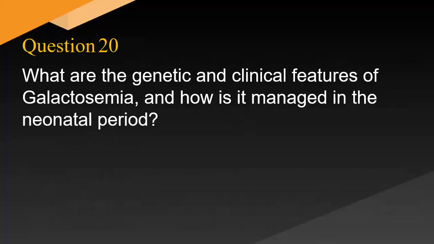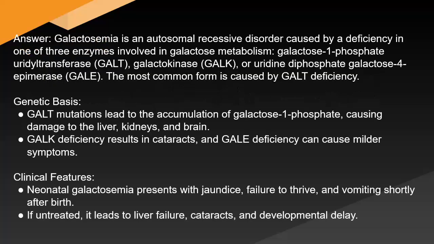What are the genetic and clinical features of galactosemia, and how is it managed in the neonatal period? Answer: galactosemia is an autosomal recessive disorder caused by a deficiency in one of three enzymes involved in galactose metabolism: galactose-1-phosphate uridyltransferase (GALT), galactokinase (GALK), or uridine diphosphate galactose 4-epimerase (GALE). The most common form is caused by GALT deficiency.